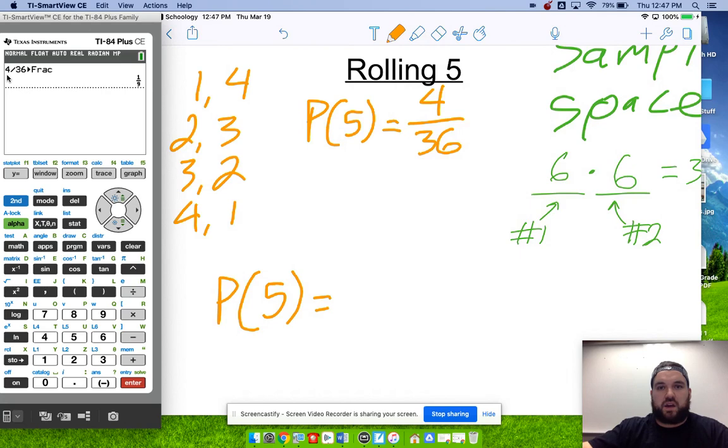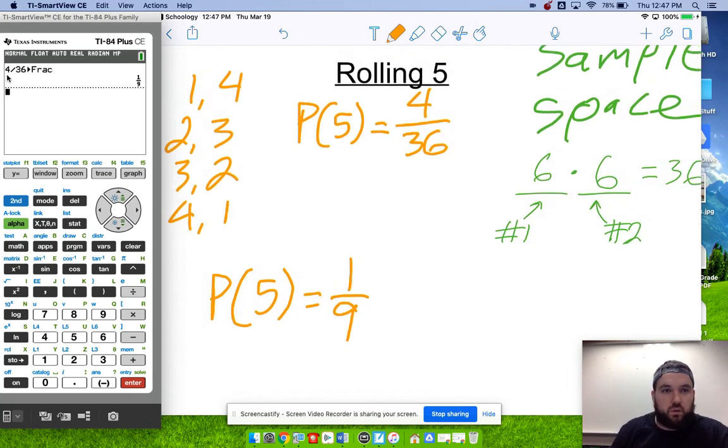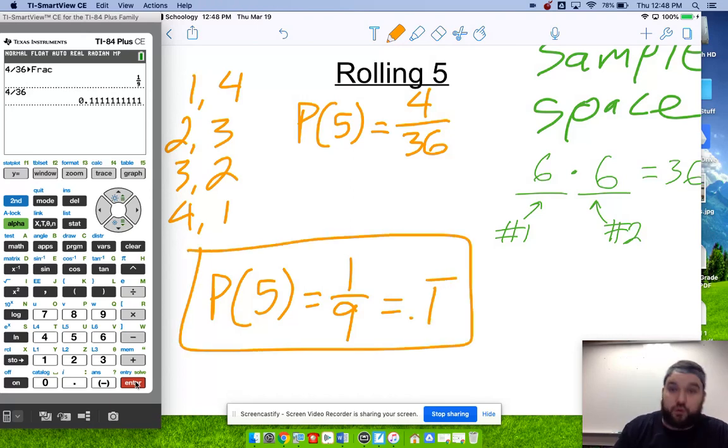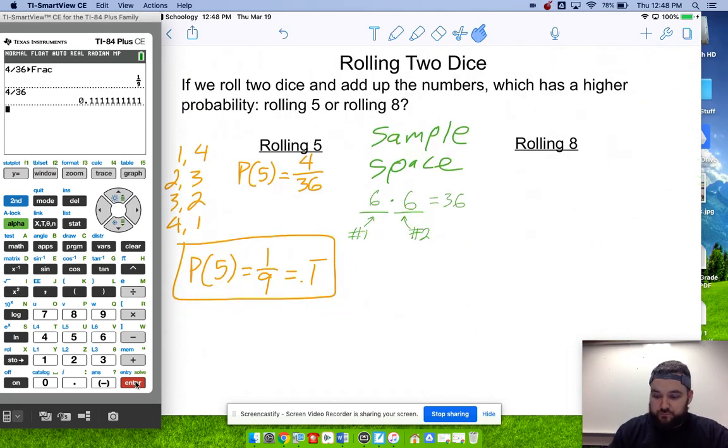So you don't have to really worry about reducing fractions. You can just type the fraction in as you have it, hit math, enter, enter, and it'll reduce it if possible for you. If you get the same fraction again, then it just means it couldn't reduce. So 1/9, I can just type 4 over 36 and it'll give me the decimal, which is 0.11. So about 11% chance if you roll 2 dice that you're going to get a 5.